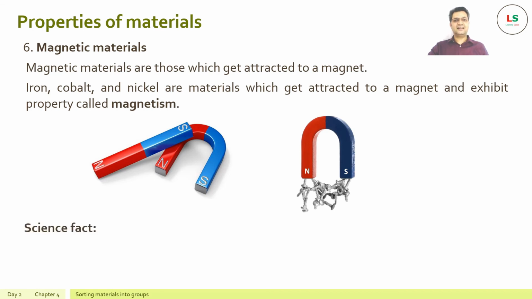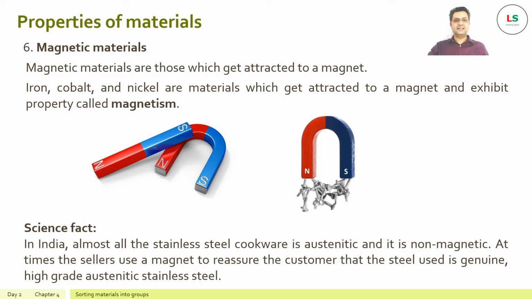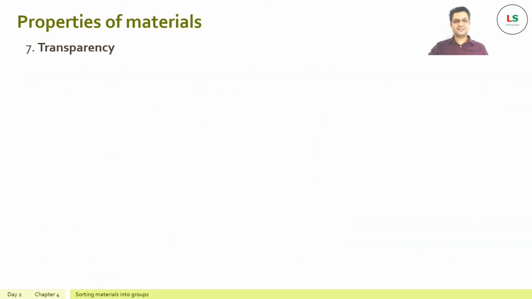materials. A science fact at this point of time: in India, almost all the stainless steel cookware is austenitic and it is non-magnetic. At times, the sellers use a magnet to reassure the customer that the steel used is genuine, high-grade austenitic stainless steel. Next, we have transparency.